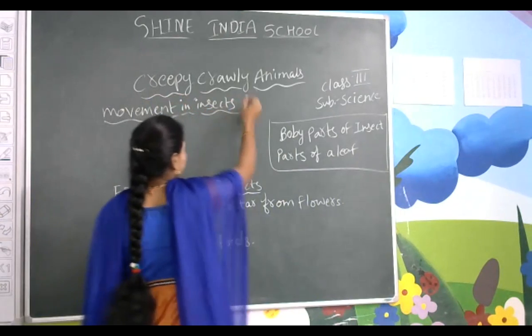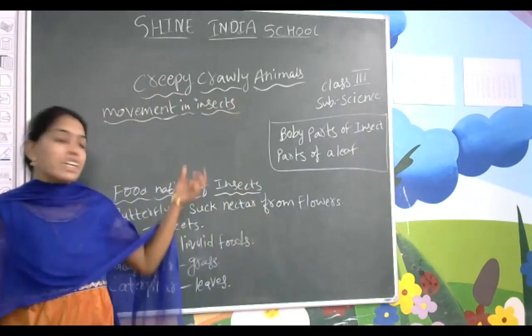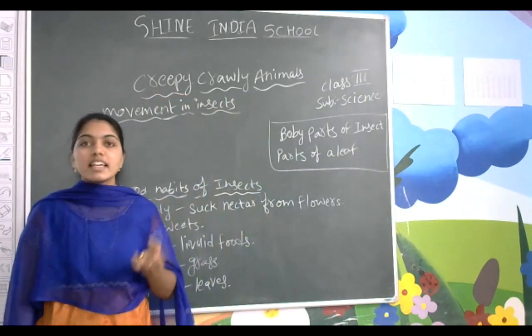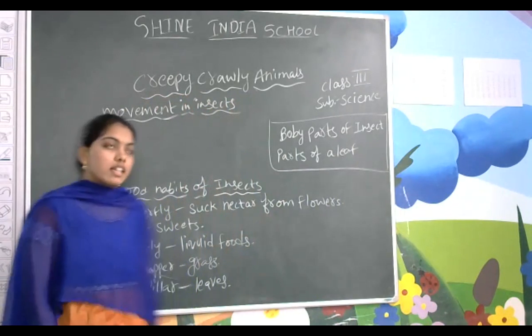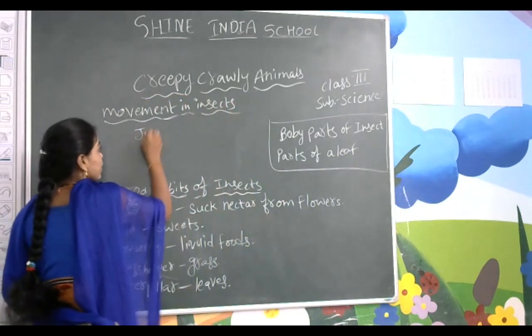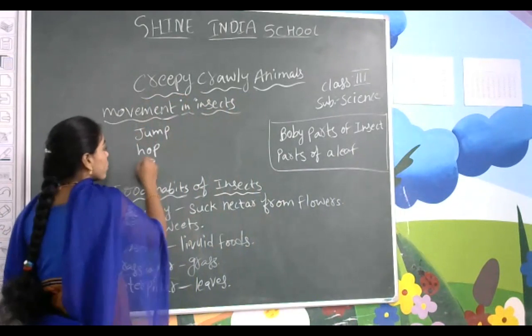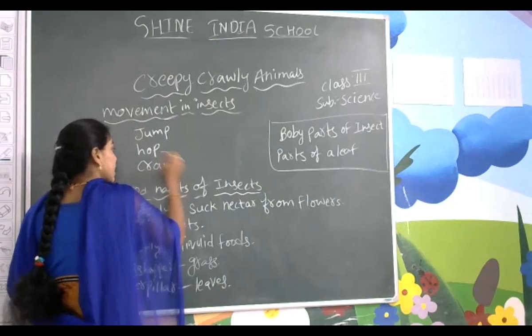Okay. Can you tell me what type of movements there will be in insects like a butterfly or anything? Yes. They can run or jump. They may jump. They may crawl. Creep.